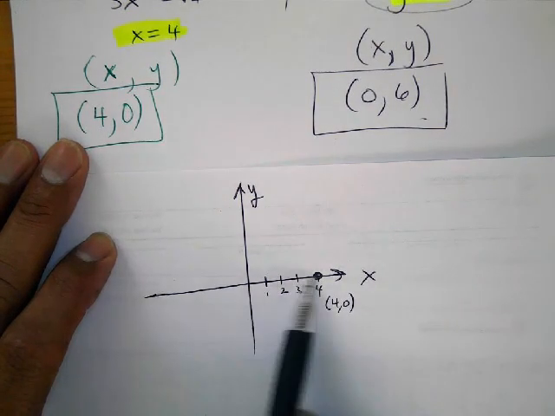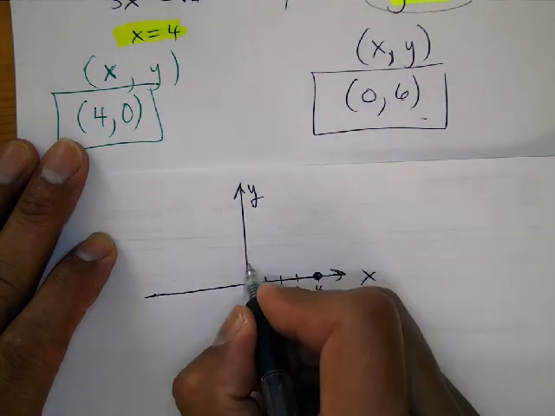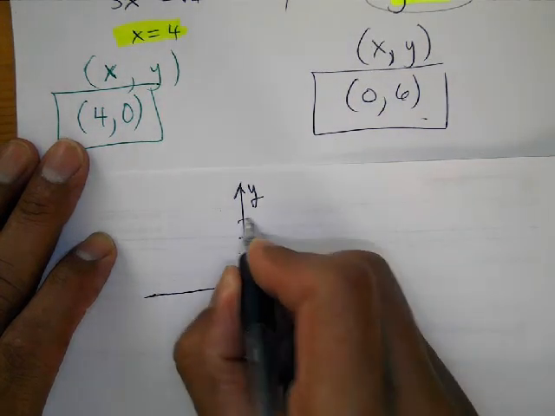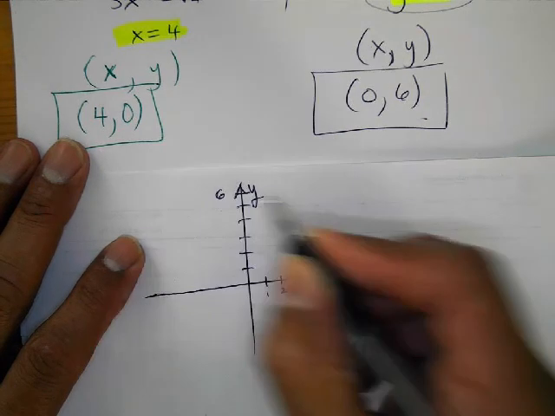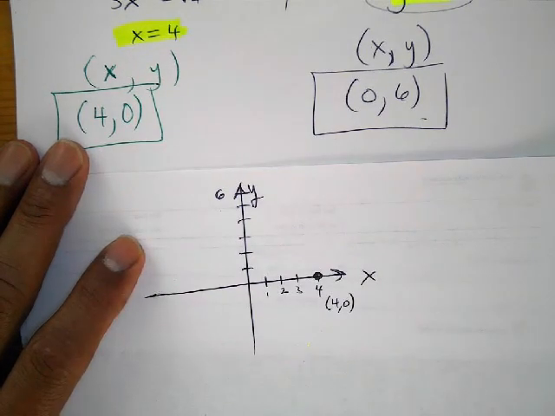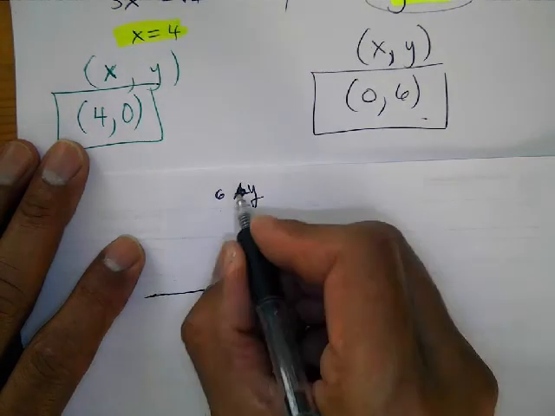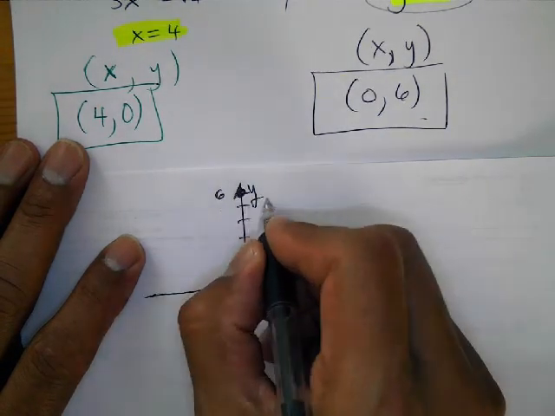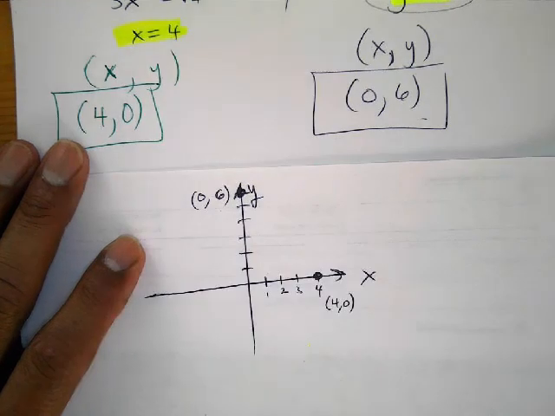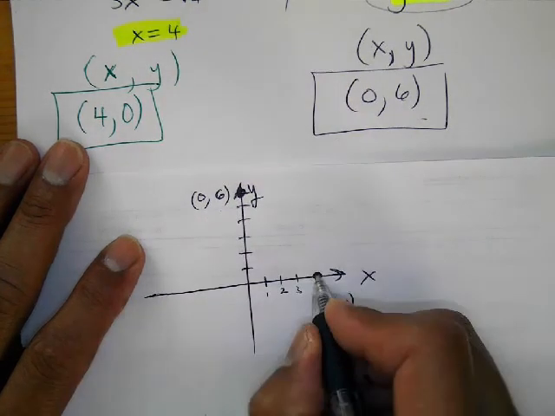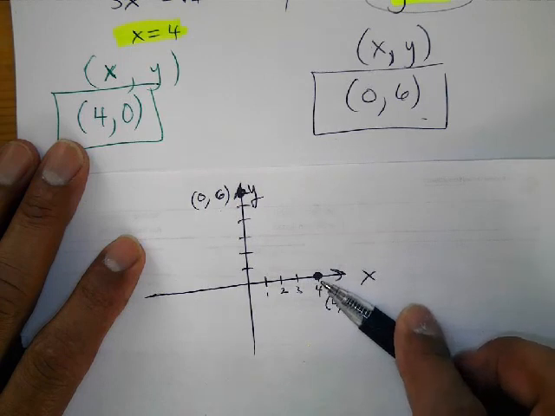Right? And then how do you do this one? Here's your y-intercept. This one says, I don't go anywhere on the x. I don't go anywhere left or right on the x, but I go up to positive 6. 1, 2, 3, 4, 5, up here, 6. 6 right here, right? That's the point right there. That coordinate is what? Well, it's 0, 6.